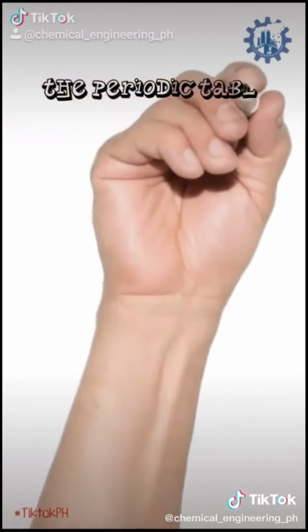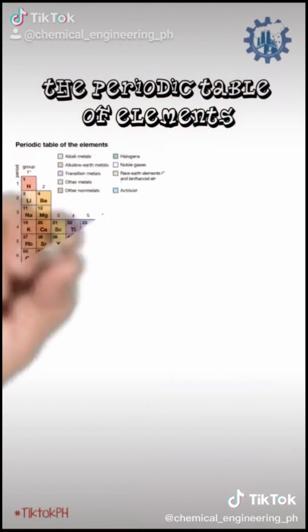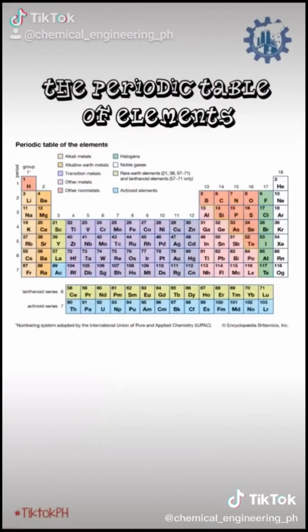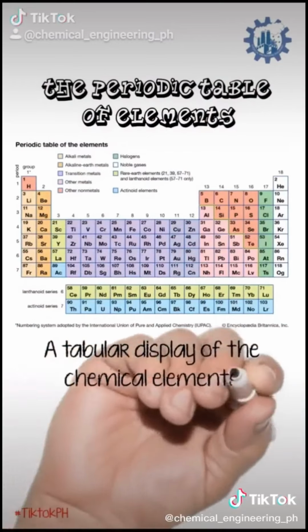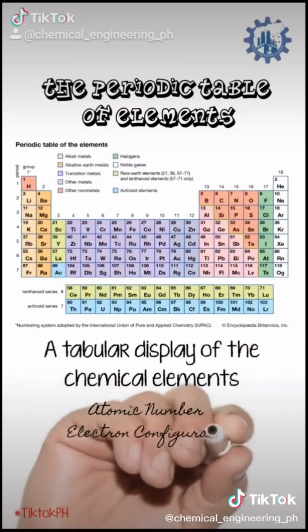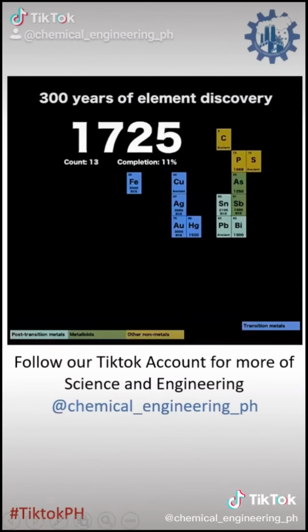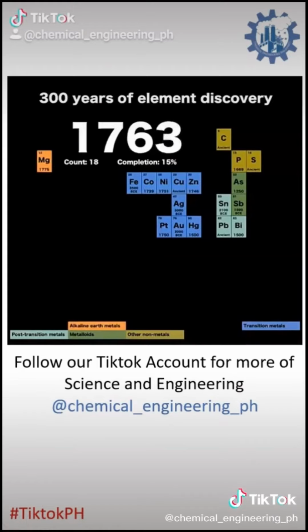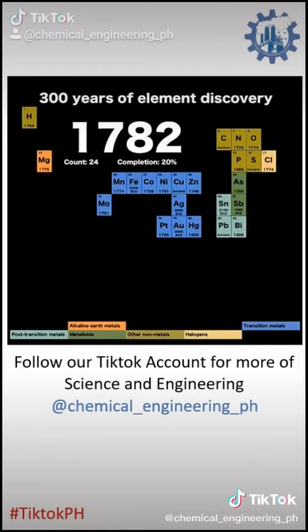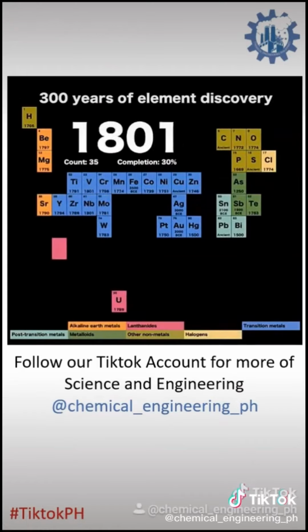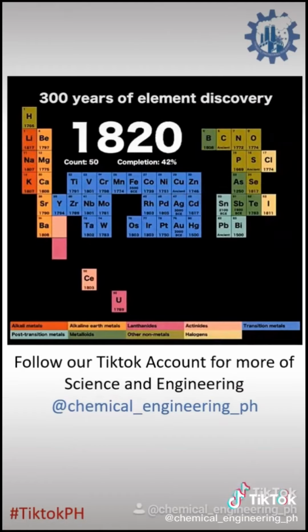We are sure that you have seen the periodic table before, maybe in your science class or in your chemistry class. It is a tabular display of the chemical elements arranged according to their atomic number, electronic configuration, and recurring chemical properties. In this video, we would like to show you how the present periodic table has been developed throughout the years. So sit back and enjoy as we travel through time.